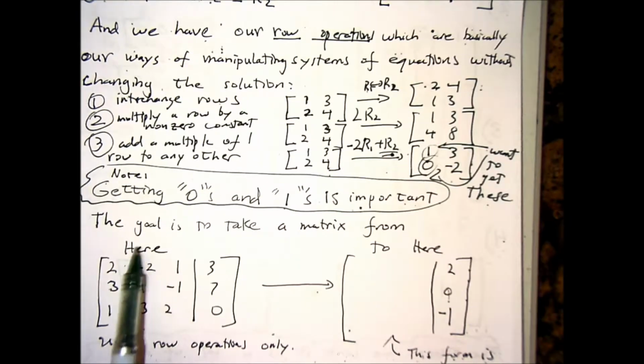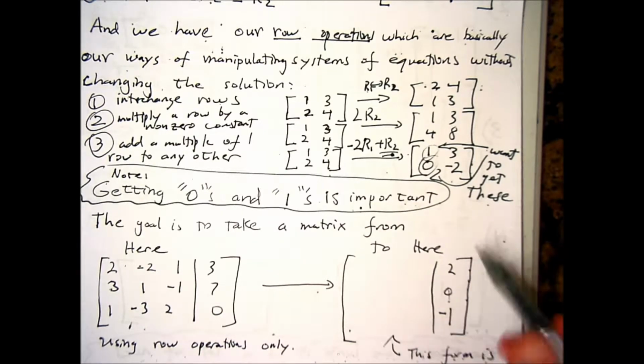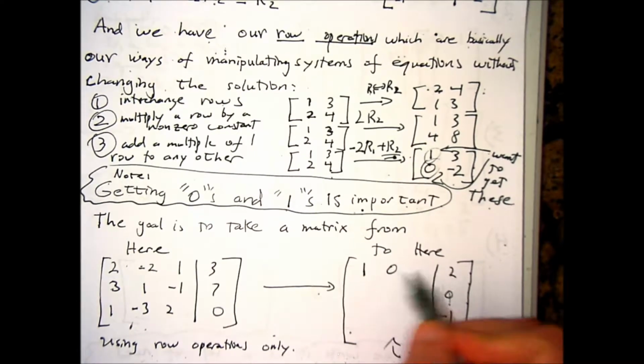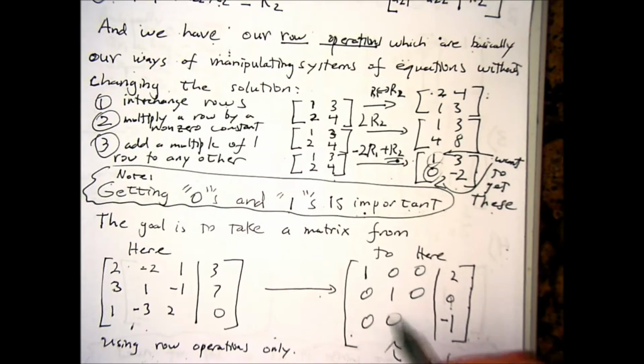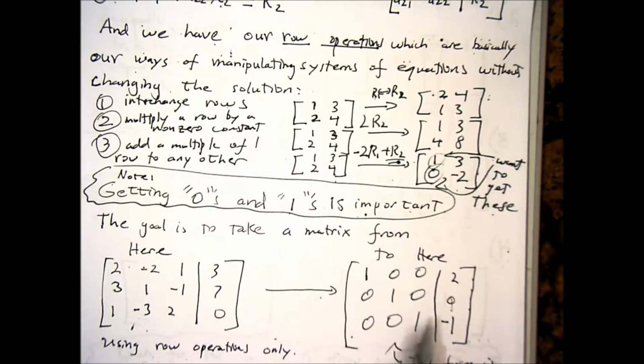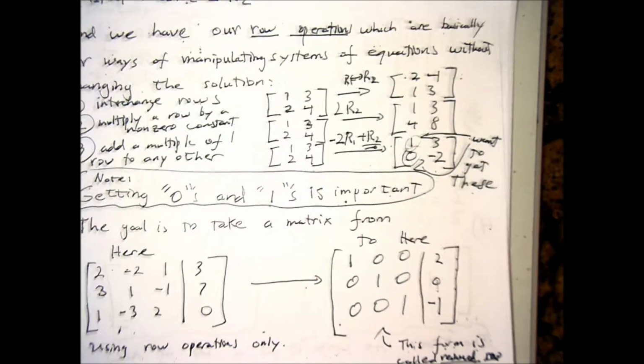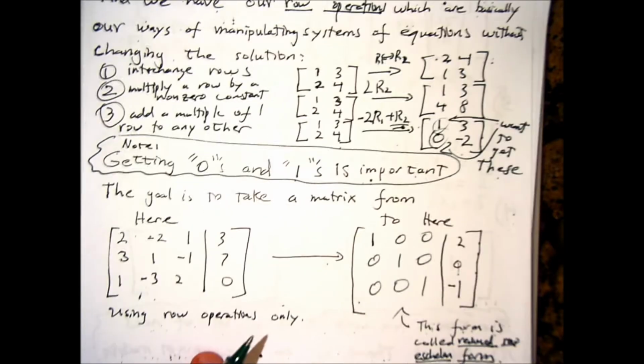So the goal is to take a matrix from this form to this form, where I have whatever my constants end up being, and here I'll have 1, 0, 0, 0, 1, 0, 0, 0, 1. So this square matrix, this part is square, the whole thing is augmented, but this part is square. This is in reduced row echelon form. Okay? And I'm doing this using only row operations.